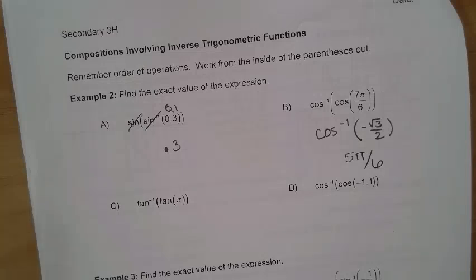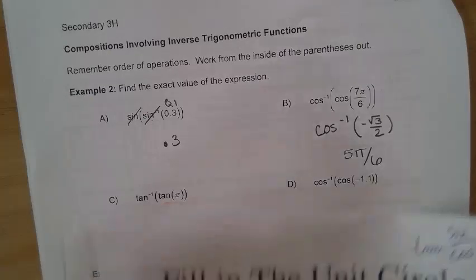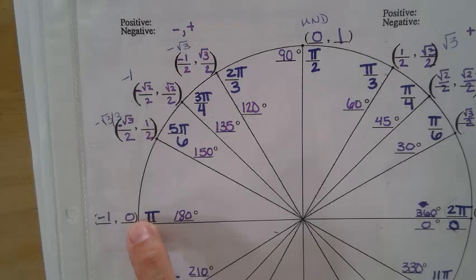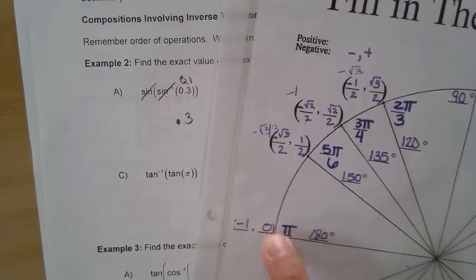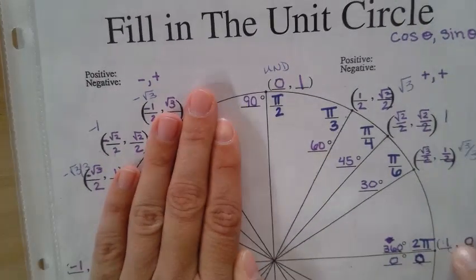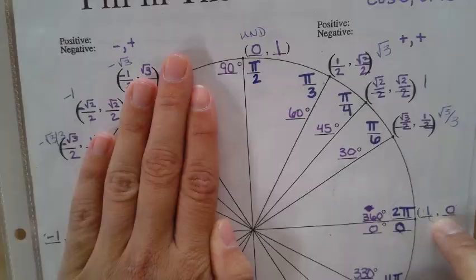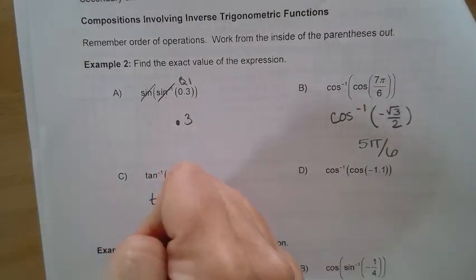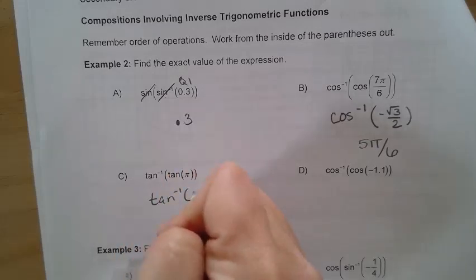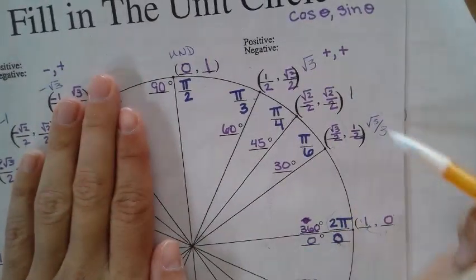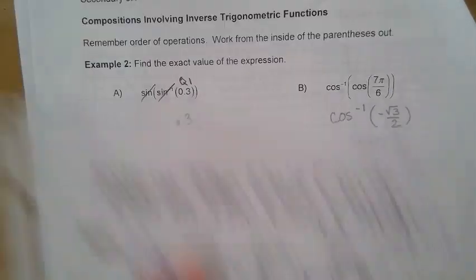Same thing for tangent. What we're going to do is find tangent pi. So if you go to your pi, tangent is 0. And then the inverse of 0 is 0. So you remember that tangent pi equals 0, and then we have to cover up the left side and find where tangent equals 0, which is right at 0.